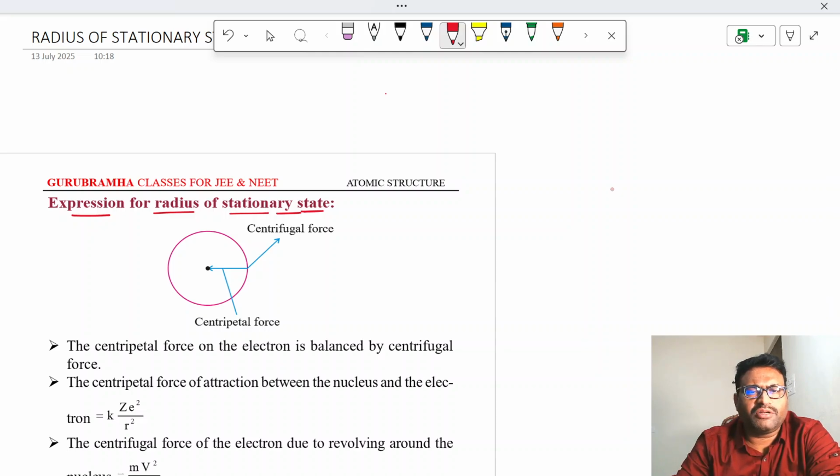We are in the chapter Atomic Structure. In this session, we are going to discuss the expression to calculate the radius of the stationary state. So first of all, let us derive this expression. This expression can be derived based on Coulomb's law.